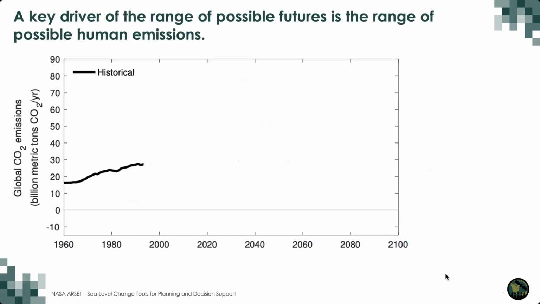Now, a key driver of the range of possible future sea level change is the range of possible human emissions. So we're showing here on this plot global emissions of carbon dioxide from 1960 up to the present. And if you think back to the 1980s, since the start of the Industrial Revolution, humans had emitted about 600 billion metric tons of carbon dioxide from fossil fuels. And together with deforestation emissions and other greenhouse gases, this had raised global average temperature by about 0.4 of a degree Celsius above pre-industrial levels.